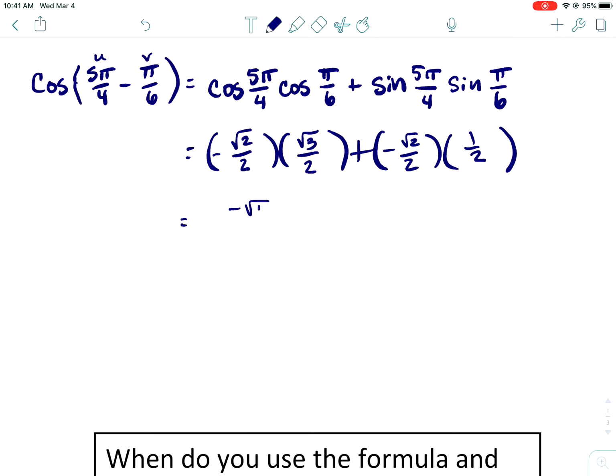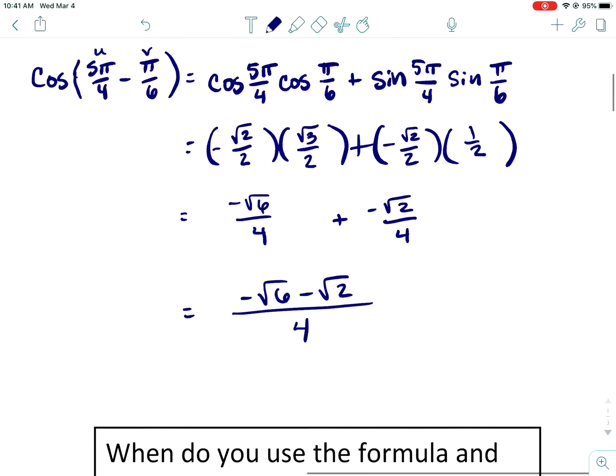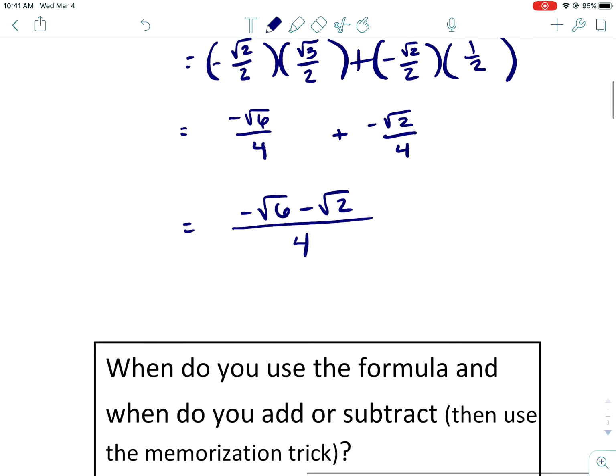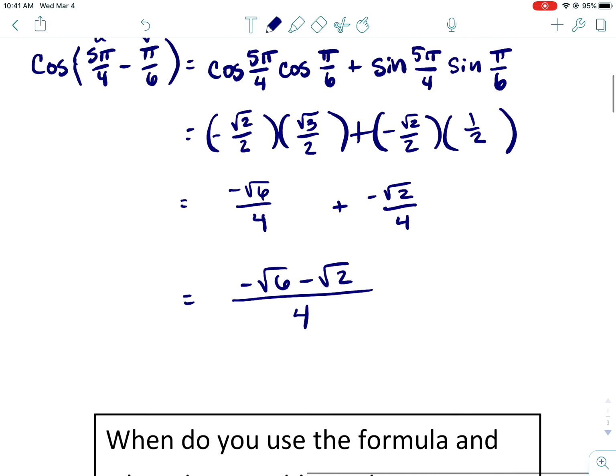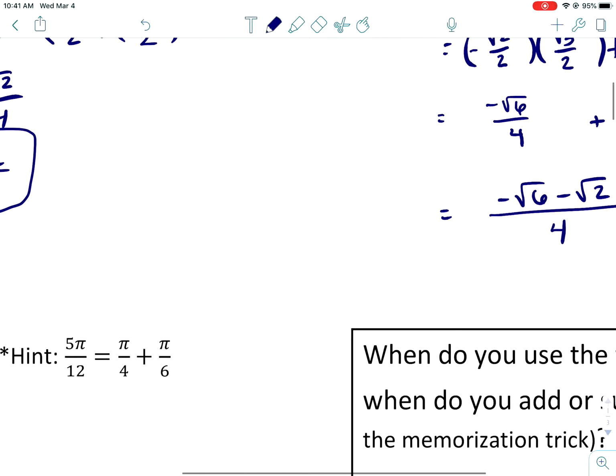And then just like the last problem, we'll go ahead and multiply our fractions together. And then add. And that's the exact value of the cosine of 13 pi over 12.